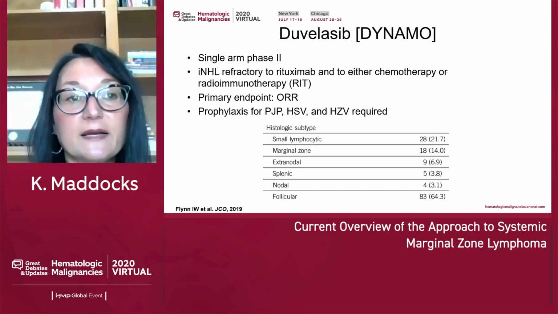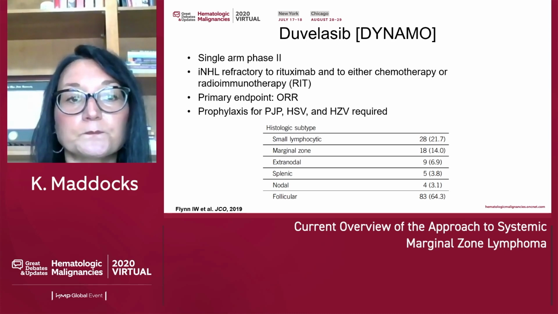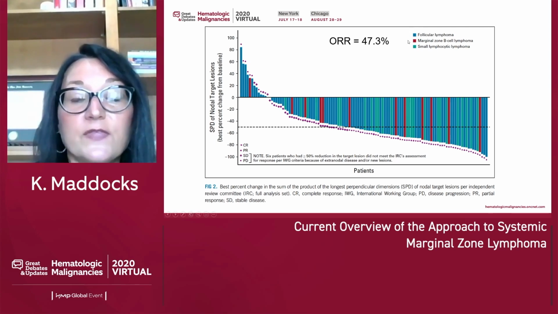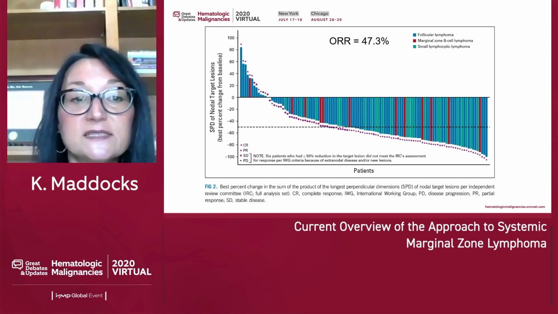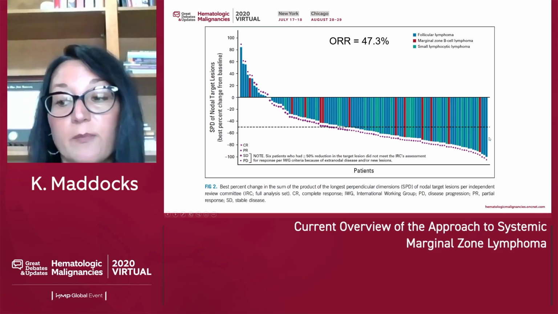Duvelisib, this is another PI3 kinase inhibitor. This was also evaluated in a single-arm phase 2 study in patients who were refractory to rituximab and either chemotherapy or radioimmunotherapy. The primary endpoint was overall response rate. 14% of patients included had marginal zone lymphoma, with a breakdown of all the different subtypes. The overall response rate in this trial was 47.3%. The reddish maroon represents the patients with marginal zone lymphoma. And again, similar to idelalisib, you can see that almost all patients with marginal zone lymphoma either achieved stable disease or a response to treatment.